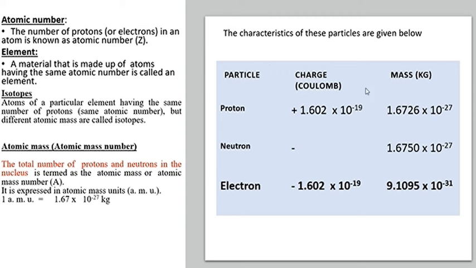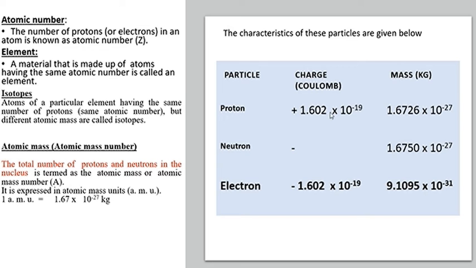Here, in this chart, you can see the characteristics of these particles. The proton has a positive charge of 1.602 into 10 to the power minus 19, and the mass of a proton is 1.6726 into 10 to the power minus 27 kilograms. The neutron doesn't have any charge, and its mass is the same as the proton. The electron is negatively charged, with the same magnitude as the proton, and its mass is 9.1095 into 10 to the power minus 31.